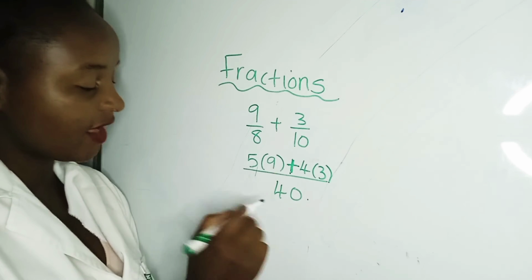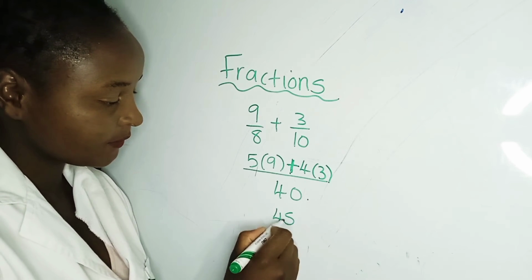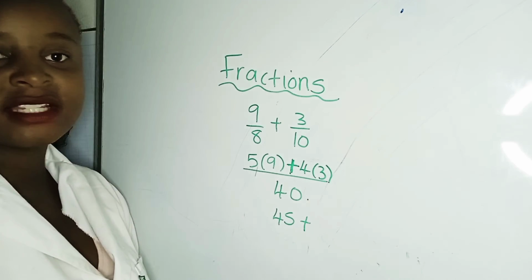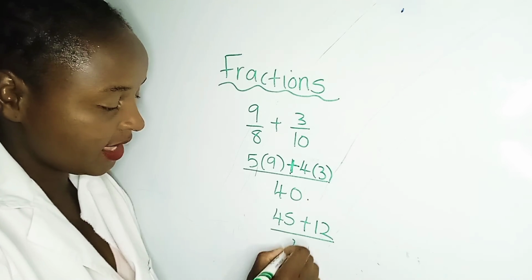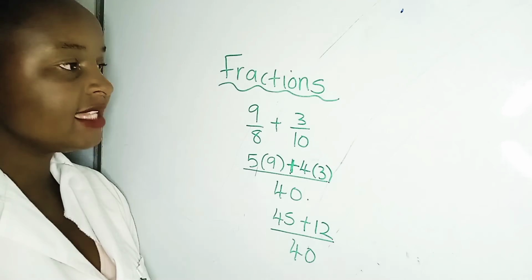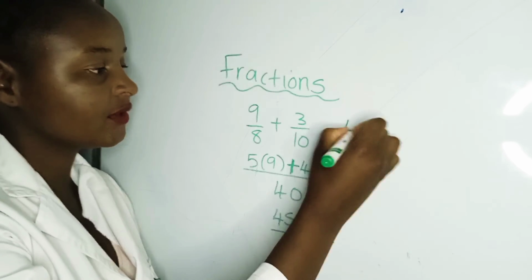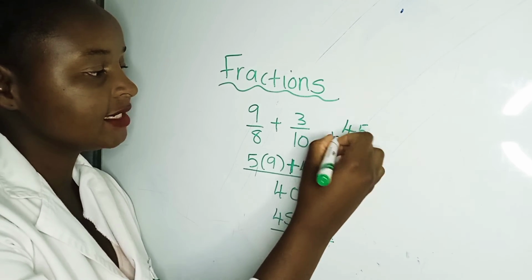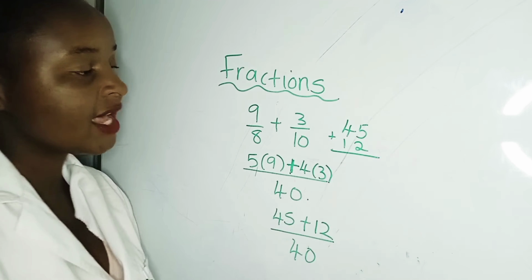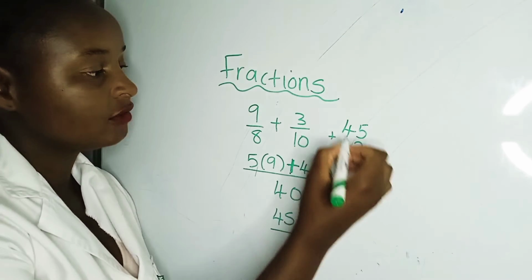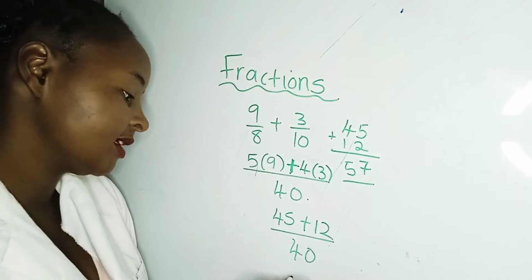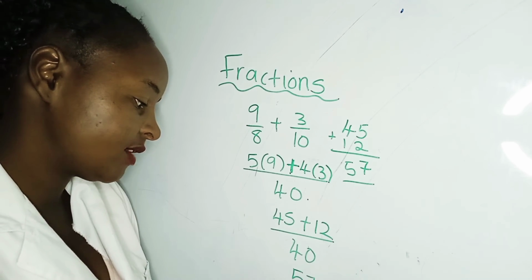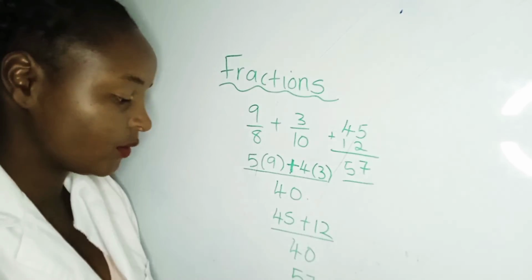What is 9 times 5? That's a 45. Plus, what is 4 times 3? It's a 12. All divided by a 40. Let's add 45 plus 12. What is 45 plus 12? Let's add it right here. 5 plus 2, it's a 7. 4 plus 1, it's a 5. So we have a 57 over 40, right? So our final solution, it's 57 over a 40.